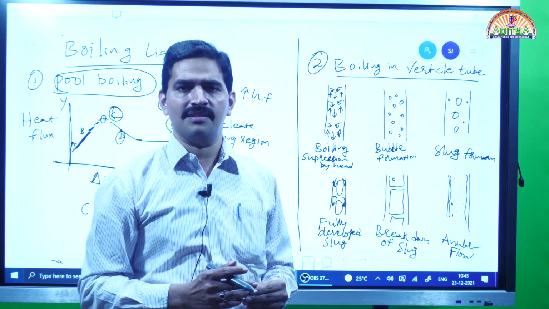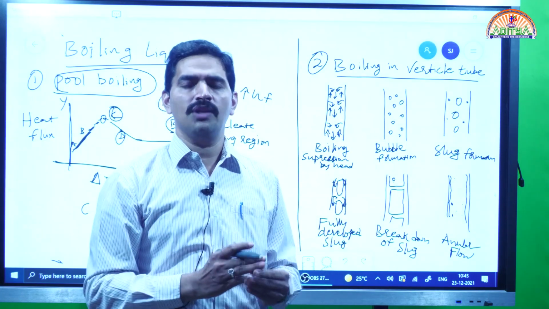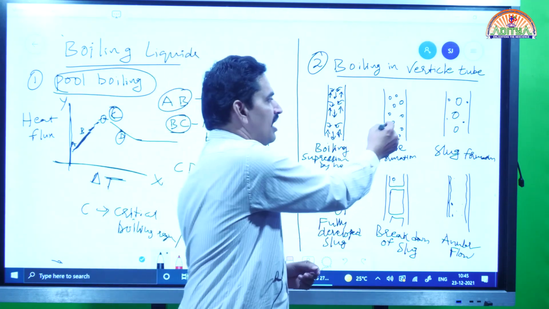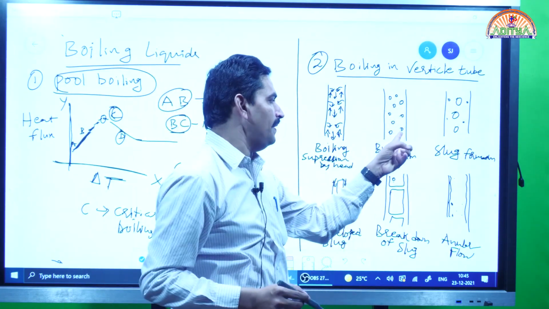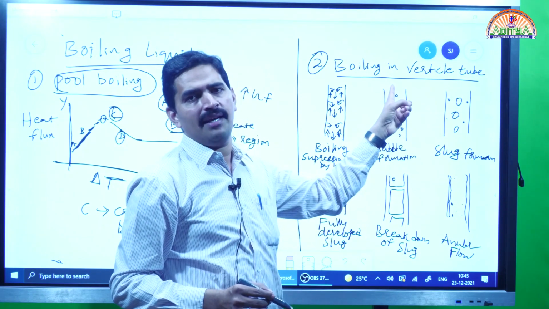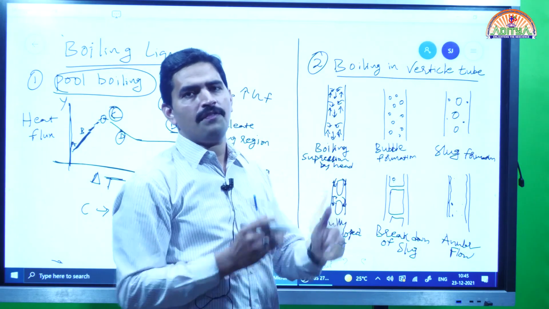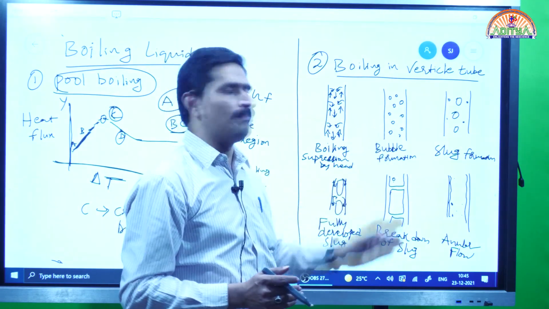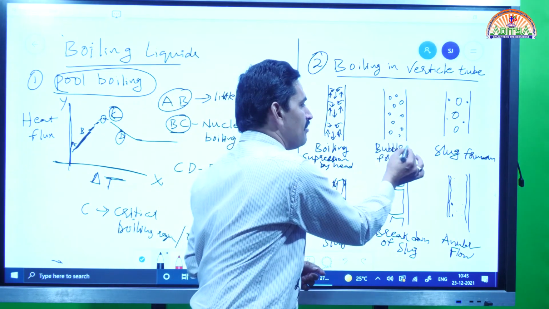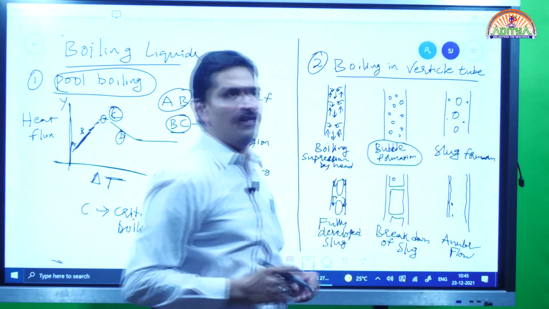Already we have discussed, convection means mixing of molecules leads to the heat supply or heat flow. So here bubbles are going to form and they are going to supply the heat from the lower layer to the upper layer, as well as from the upper layer to the lower layer. By means of convection, the heat flow is going to happen. This particular formation of bubbles is called bubble formation.